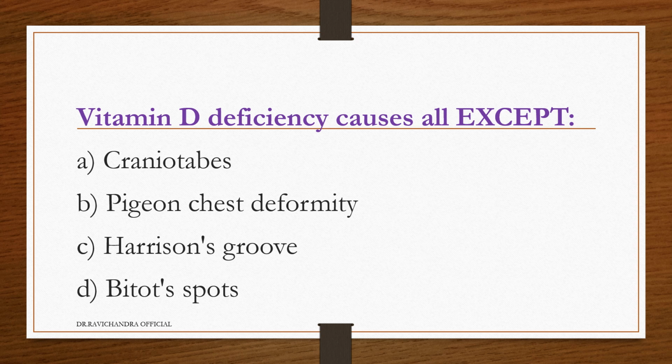Craniotabes is softening of the skull bones in infants due to vitamin D deficiency. Pigeon chest deformity, also called pectus carinatum, can be caused by vitamin D deficiency. Harrison's groove is a horizontal groove on the chest wall, typically seen in children with rickets due to vitamin D deficiency.